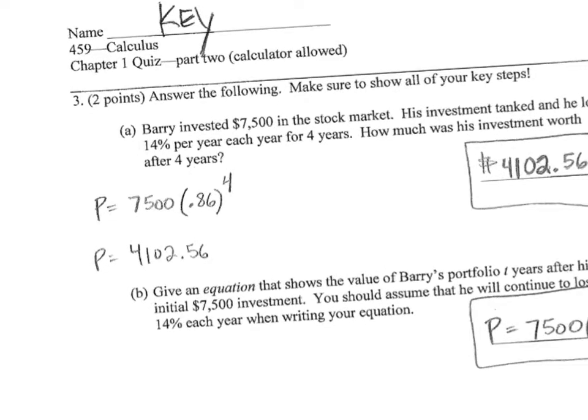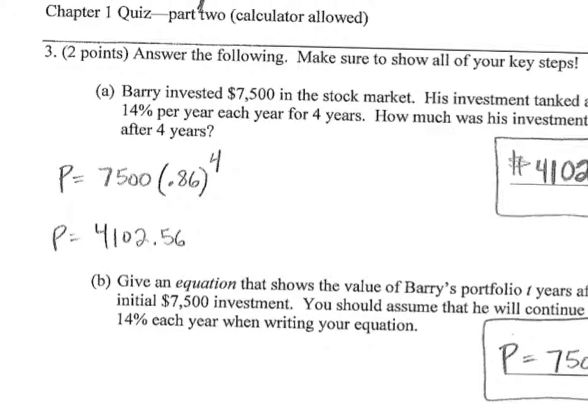But for this first question, it says Barry invested $7,500 in the stock market, his investment tanked, and he lost 14% each year for the next 4 years. So notice that my multiplier that I'm using here in this exponential equation is 0.86. I don't use 0.14 because I'm translating this 14% loss.